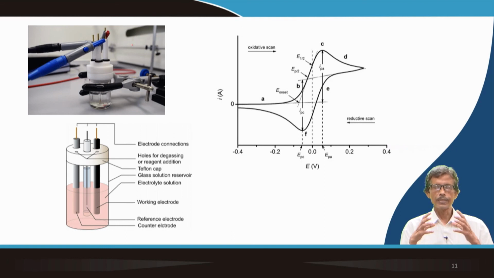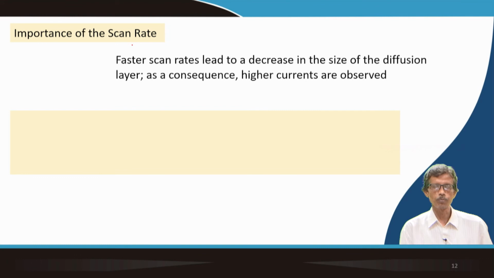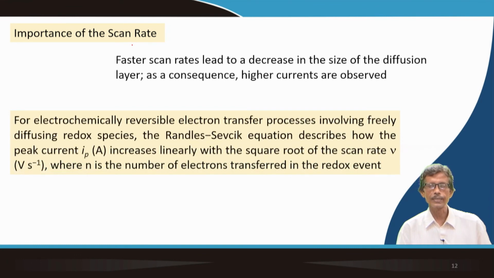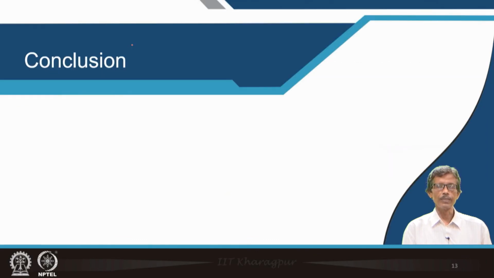tell me that the system is stable within that particular time period for electron transfer, because many such biological electron transfers are pretty fast. So, the rate of those electron transfers is pretty fast. That is why the dependence on the scan rate is important. Faster scan rates lead to a decrease in the size of the diffusion layer for the diffusion control current and all these things. The Randles-Sevcik equation basically describes how the peak current IP in ampere increases linearly with the square root of the scan rate V in volt per second. So, this is a particular equation, and it tells us how these are related for a standard condition. If they are deviating, we can consider that something is happening.